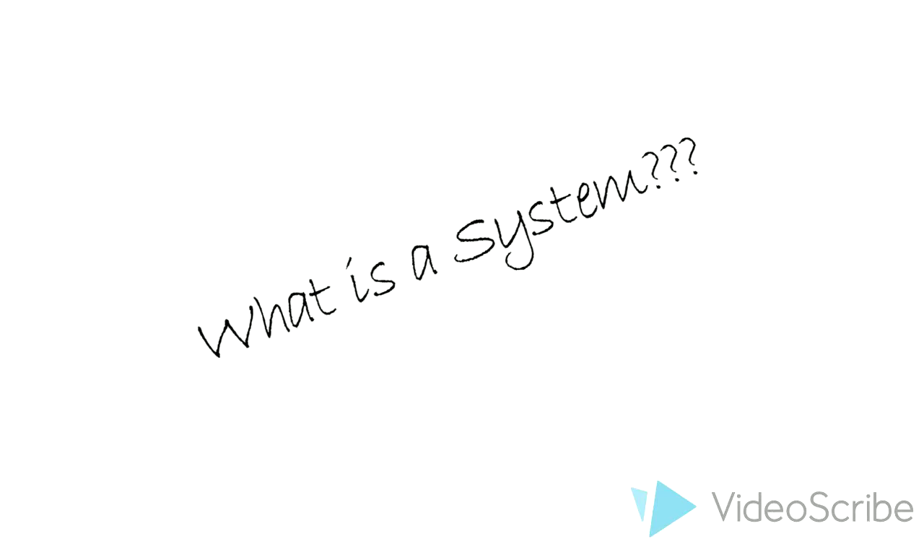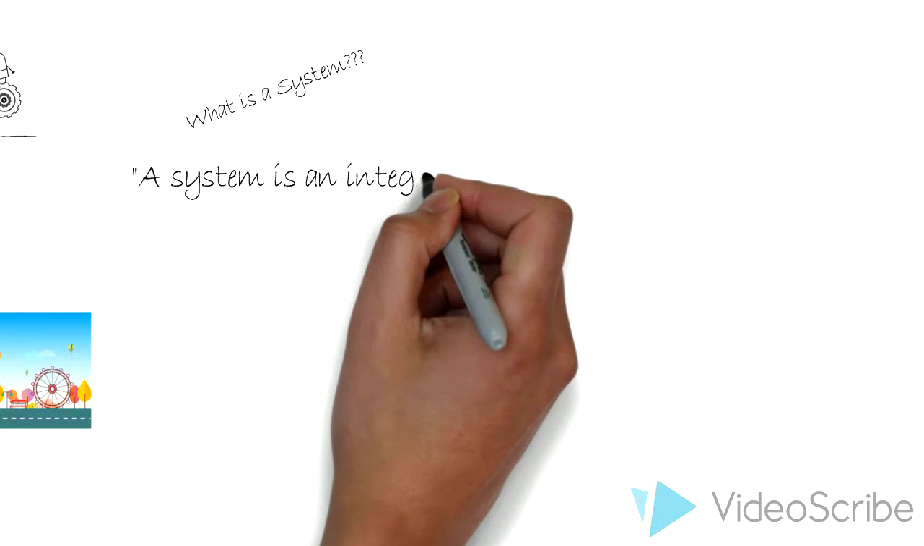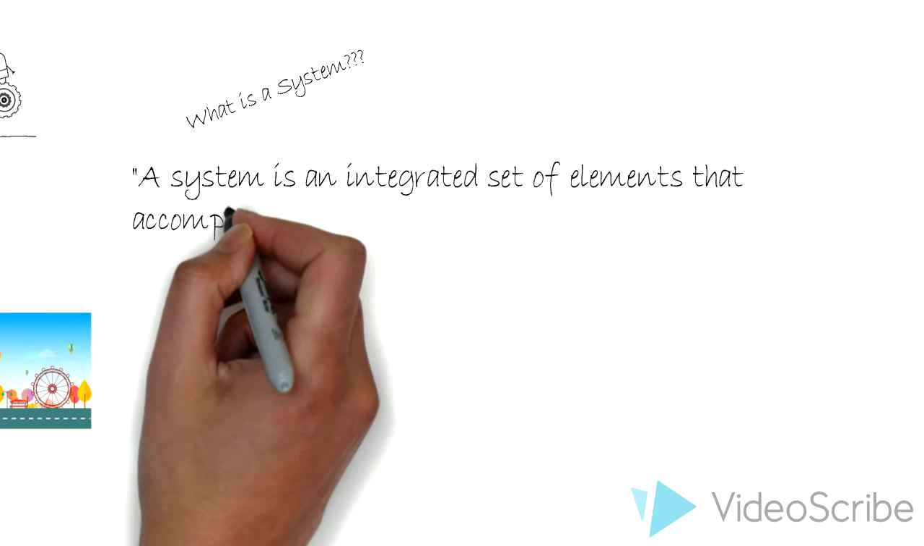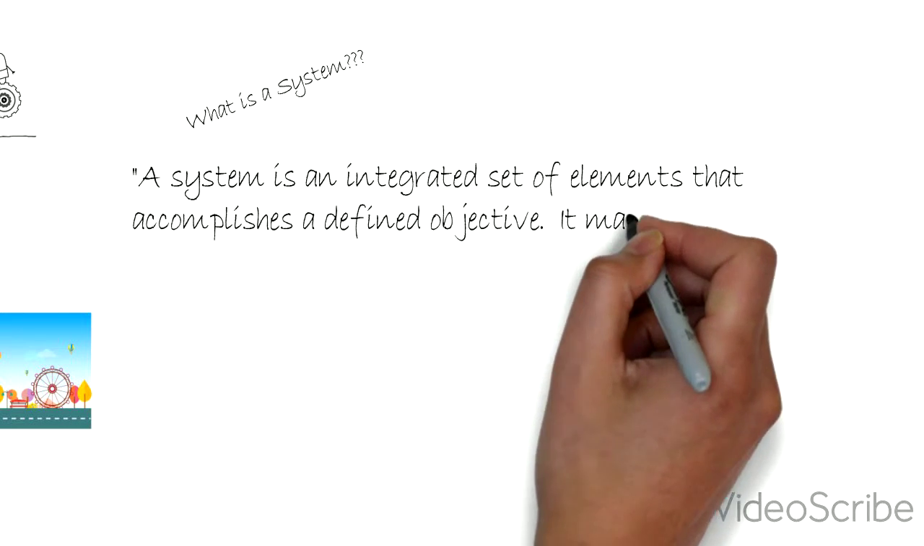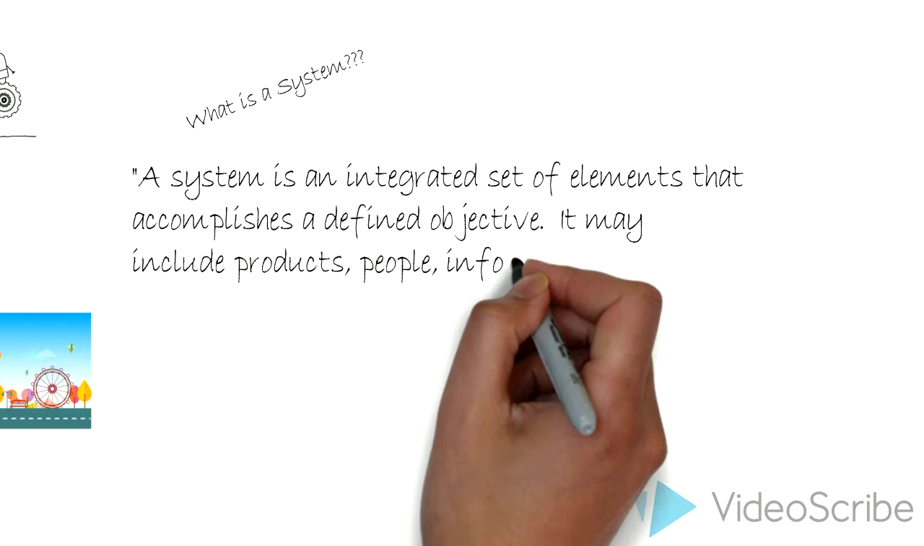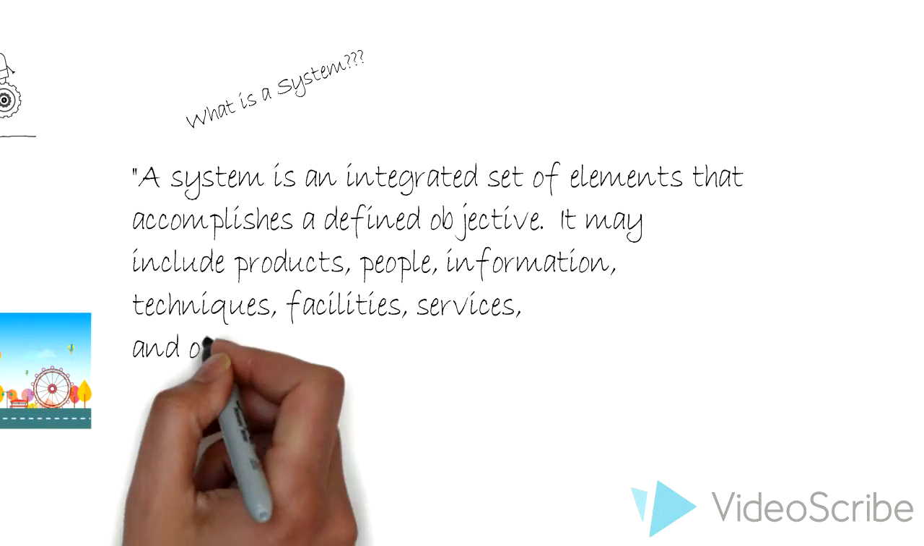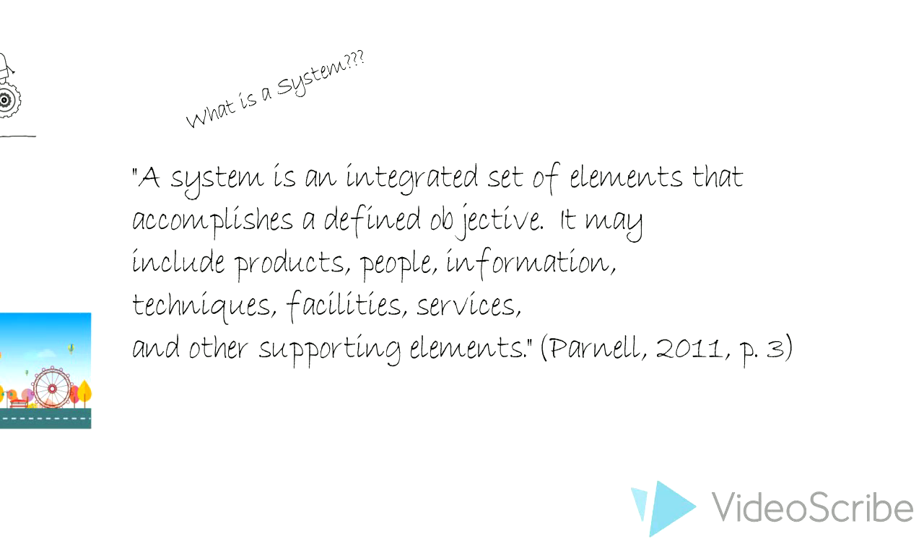But what is a system? A system is an integrated set of elements that accomplishes a defined objective. It may include products, people, information, techniques, facilities, services, and other supporting elements.